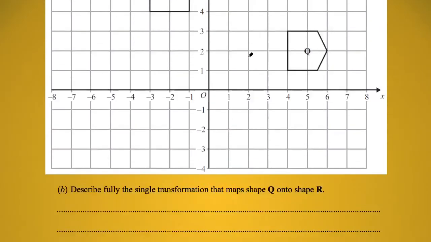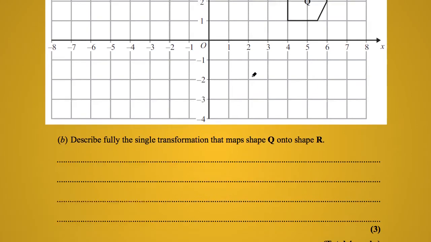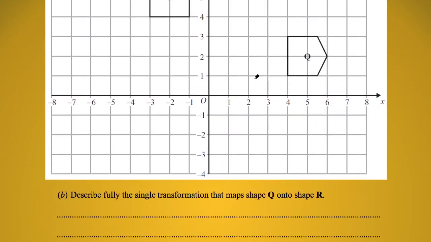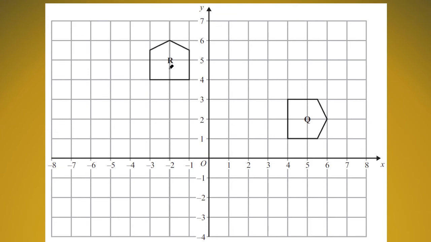In this part B, describe fully the single transformation that maps shape Q onto shape R. So it's a single transformation, so don't try and combine them. Don't try to do a flip and a reflection and then a translation or anything like that. This has to be one transformation. So we can see that it's facing sideways, so it's got to have been a rotation.